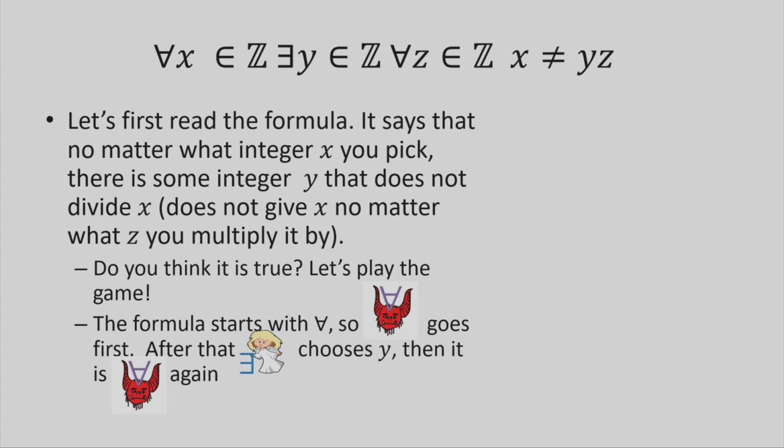So here is a formula. For every x, there exists a y such that for every z, x is not equal to y times z. Wait a moment, that's a mouthful. Let's try to understand what the formula is saying first.